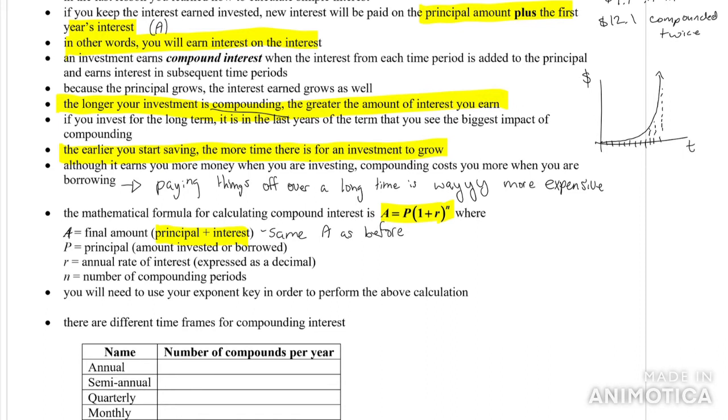Principal, the amount invested or borrowed, we still need to know. The annual interest rate, again, we express it as a decimal. And then there's this new one. There's this number of compounding periods. So this is the amount of times in a year interest is reinvested.